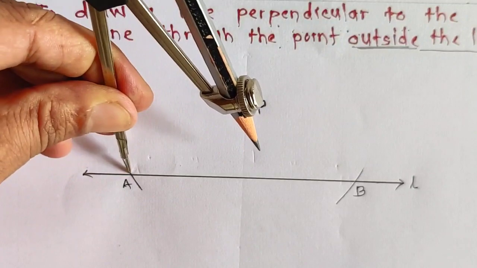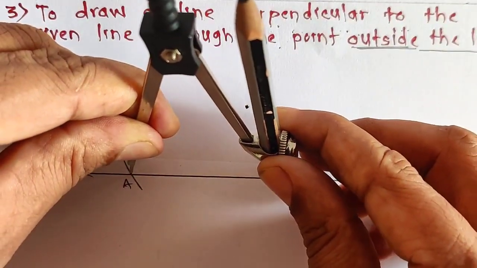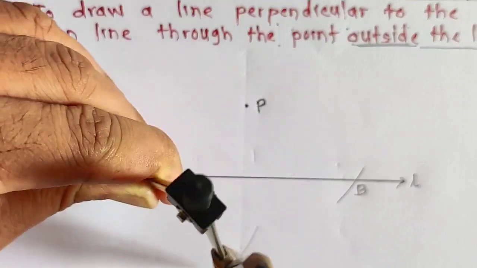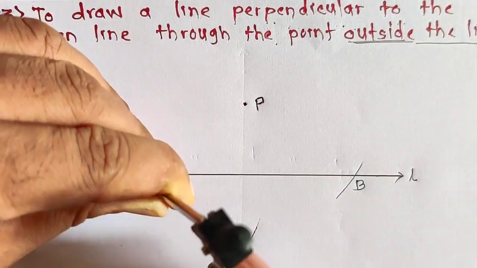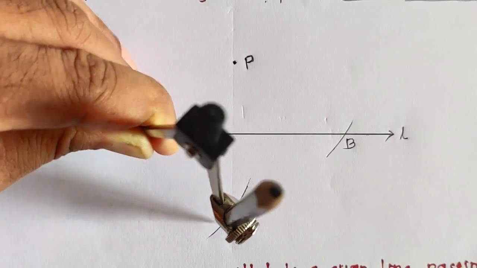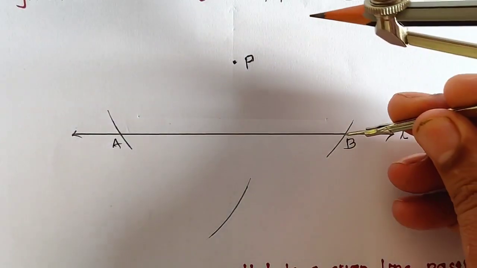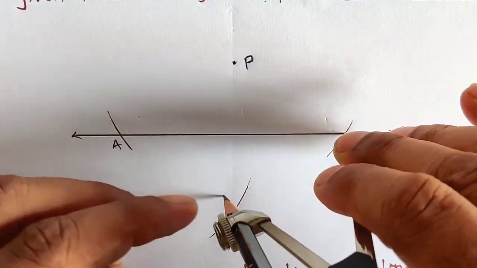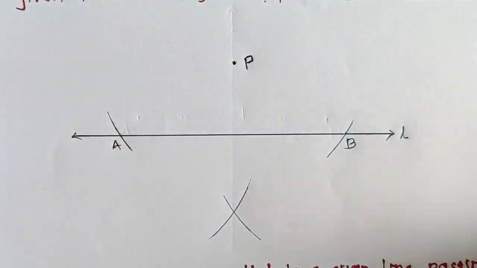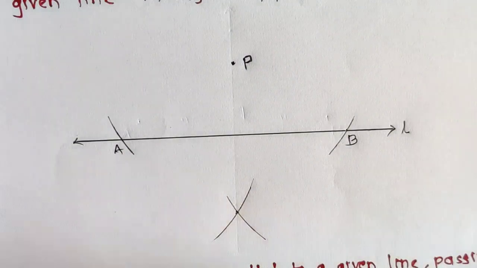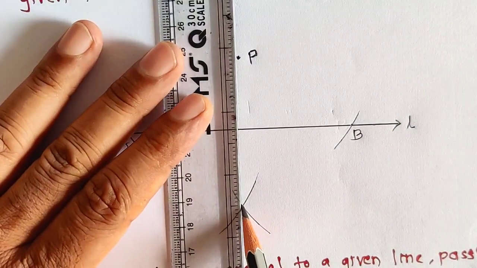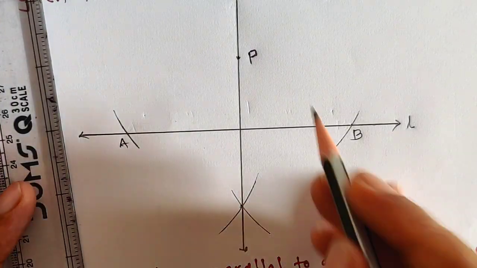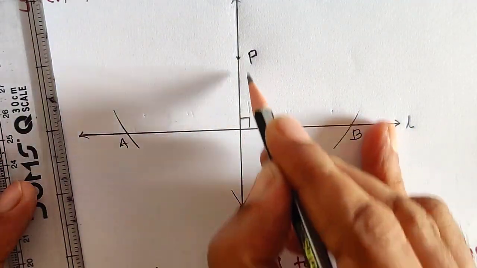So with A as a center, take more than half distance in the compass and draw the arcs below the line, because point P is above the line. You need only 2 points to draw the line, and here we get one arc. Keeping the distance constant without changing it, with B as a center, draw the arcs intersecting the previous arc. So we get this point of intersection of these two arcs. Now draw the line passing through this point of intersection of two arcs and point P. This line is the perpendicular line to the given line through point P.